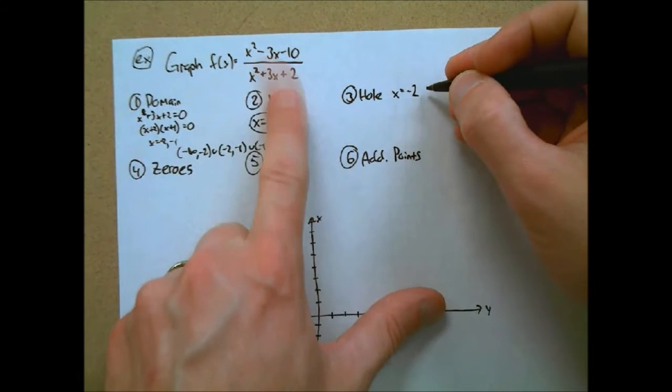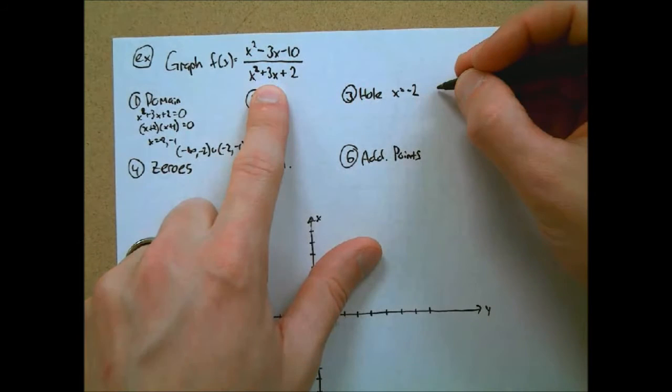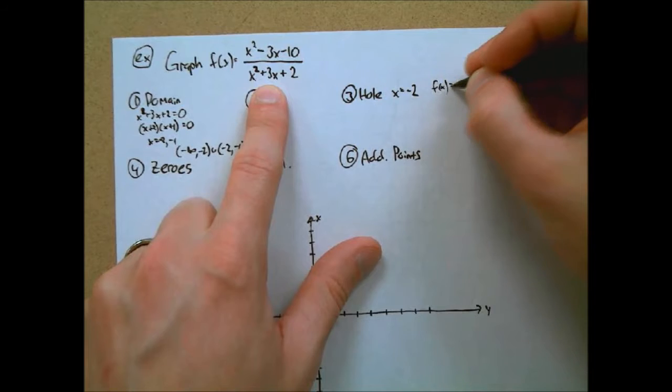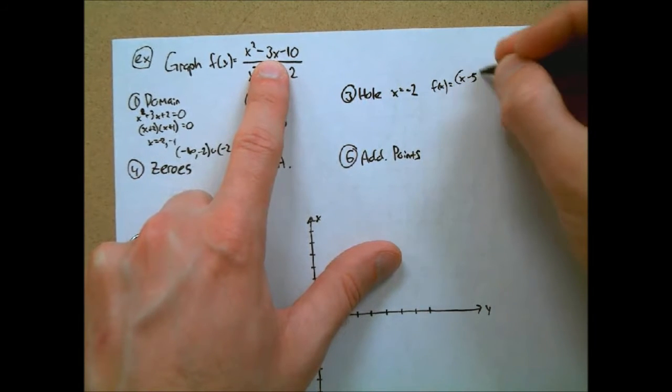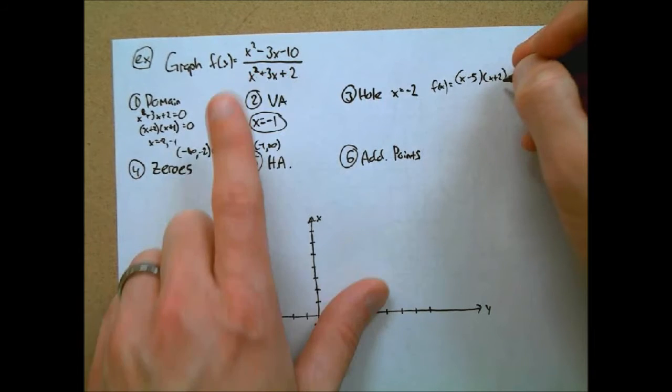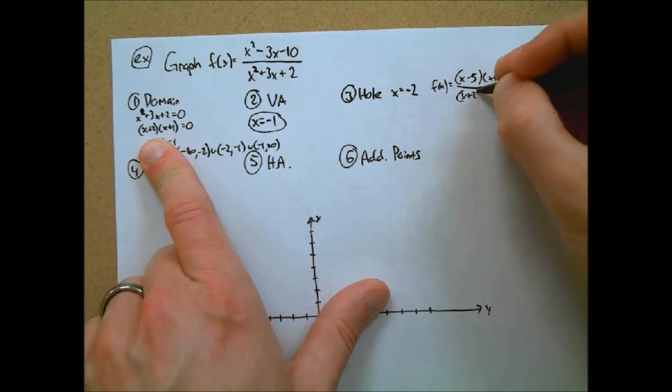But what can we do to this function? Factor it. Yes, the numerator and the denominator here. So let's go ahead and do that. f of x, if I factor the numerator, is x minus 5 and x plus 2. The denominator, we already said, was x plus 2 times x plus 1.